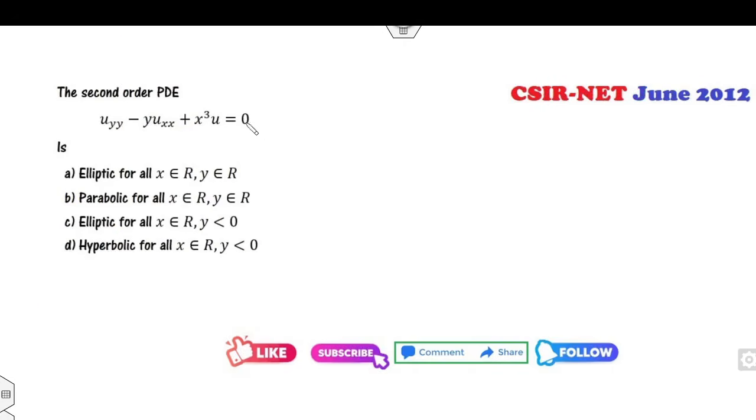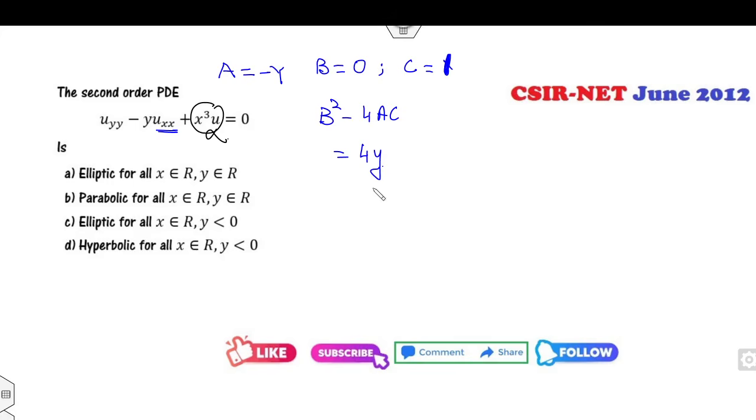In the second order partial differential equation, again you can see A is the coefficient of uxx, B is the coefficient of uxy, C is 1. Remember, there is no role of this term. Then what is b square minus 4ac, which is 4y. Fine. So now elliptical means this is less than 0. This is less than 0 only when y is less than 0. But he said for all y in R. If you take y equal to 0, it is not elliptic.